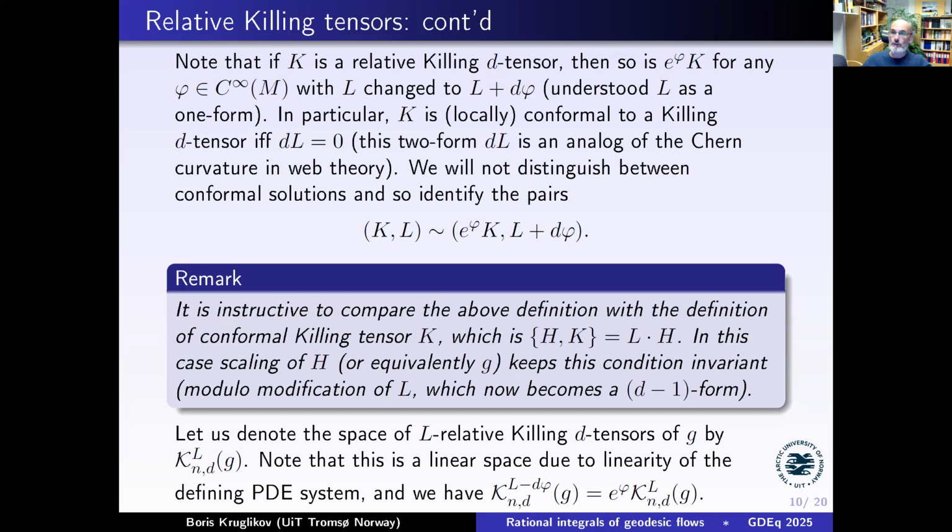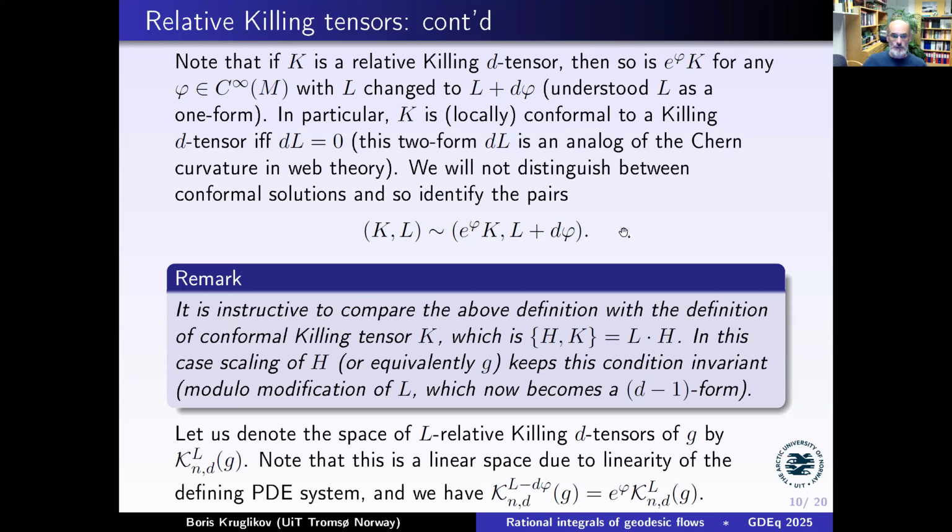Okay, so we don't want to distinguish between K and non-zero functions times K. So we would like to identify that's conformal to scaling, doesn't make any difference. So we identify the pairs K, L and e to the phi times K, comma L plus d phi. This will be considered the same.